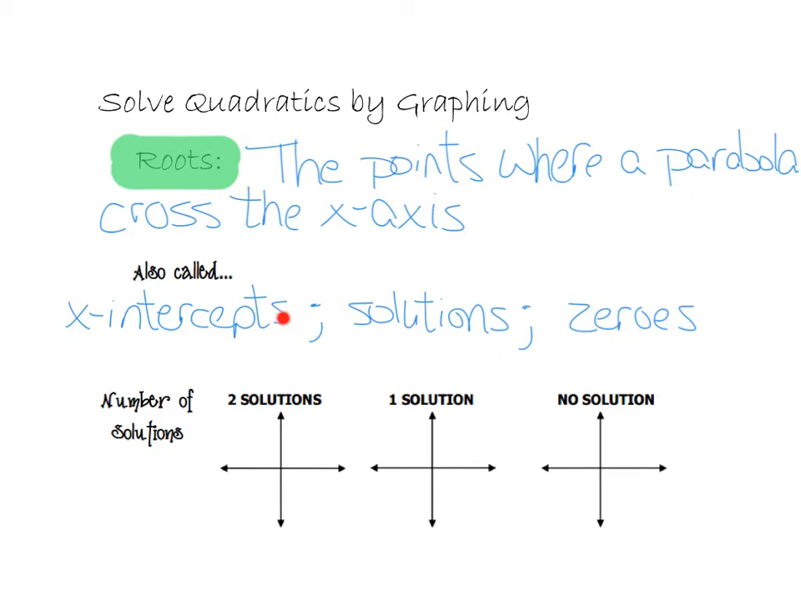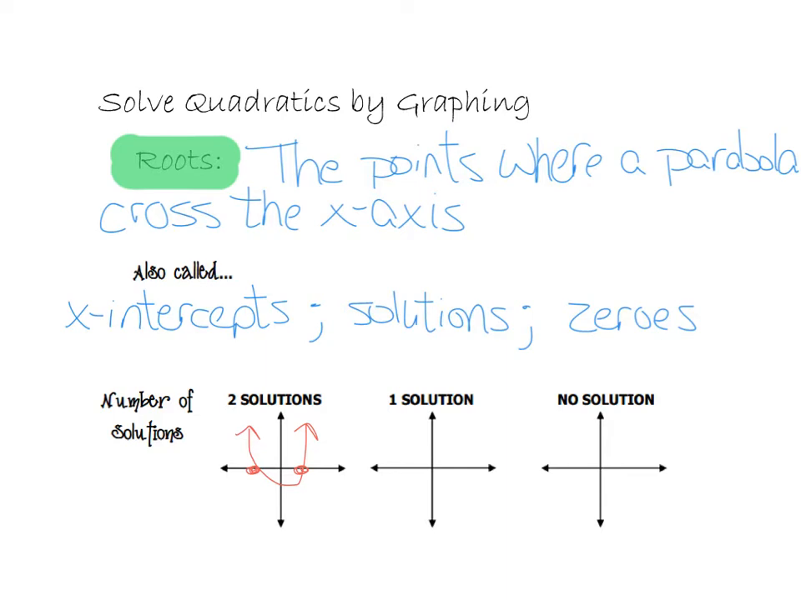And really the easiest way to think about it is the x-intercepts, where whatever you're graphing crosses the x-axis, okay? Now think about a parabola. Think about what can happen with a parabola and it crossing the x-axis. There are three things that could happen. One, your parabola could cross the x-axis in two places, right? So it has two solutions.